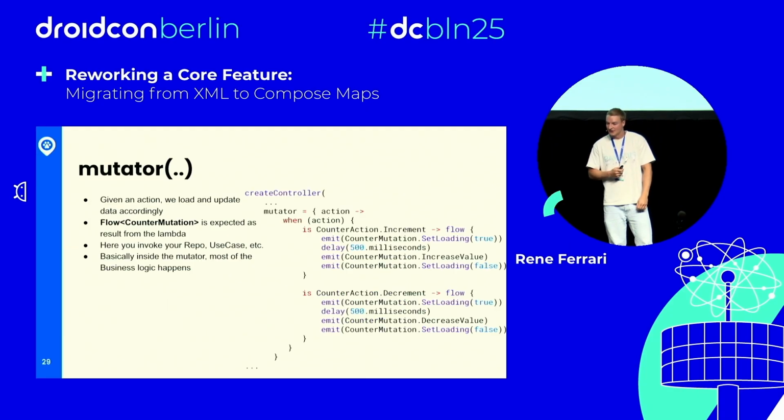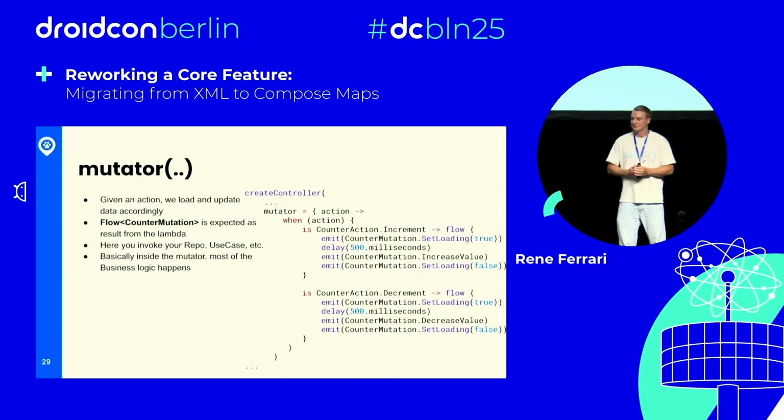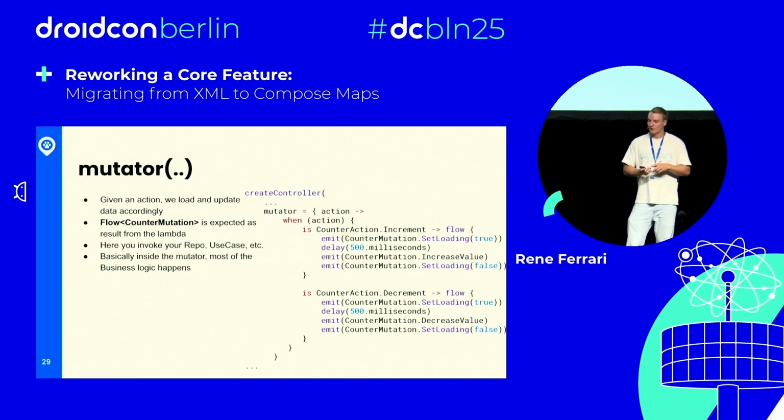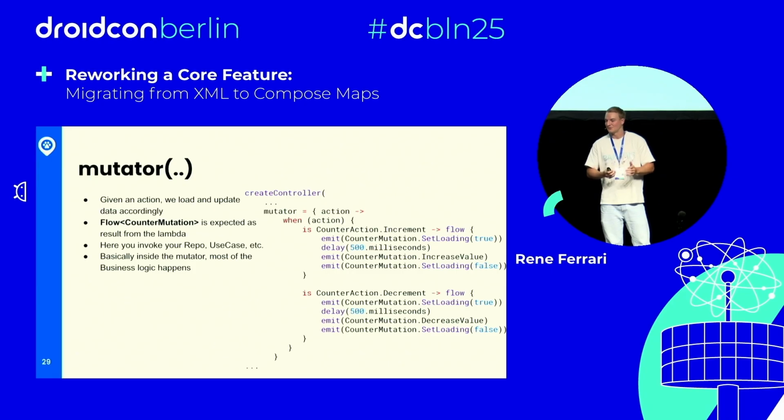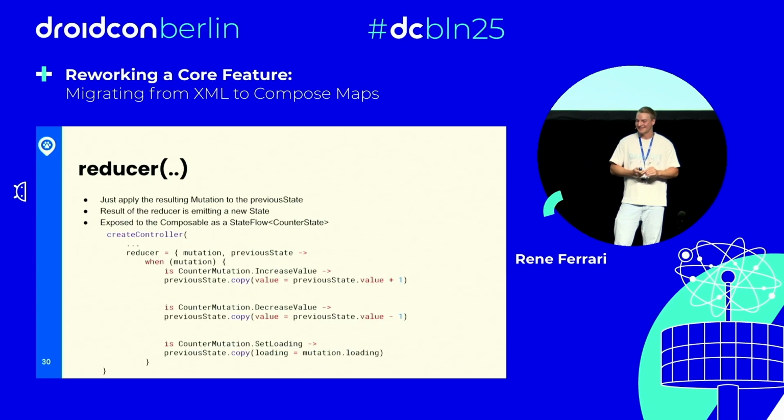That's pretty much it. So for the mutator in the counter example here, I added the increment and decrement with the fake loading state. You can see it just emits a flow of counter mutation: loading true, then loading false, then increase. Very simple, the core concept behind it. And then on the reducer side, we just receive the mutation. We usually just do a when on the mutations, and if it's increase, we add 1. If it's decrease, we subtract 1, and else we set the loading state in the third case. So that's a very simple concept, I would say.